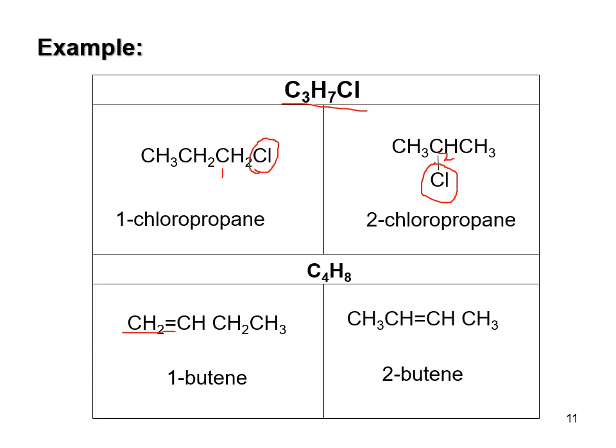For this one also the same. The carbon-carbon double bond is the functional group at position C1 and C2. This one has a carbon-carbon double bond as well, but the position is at C2, C3. They have the same molecular formula C4H8, but the position of the functional group, the carbon-carbon double bond, is different.